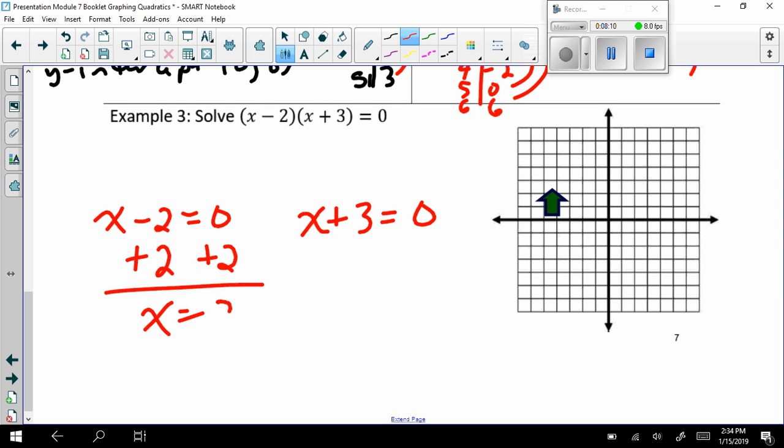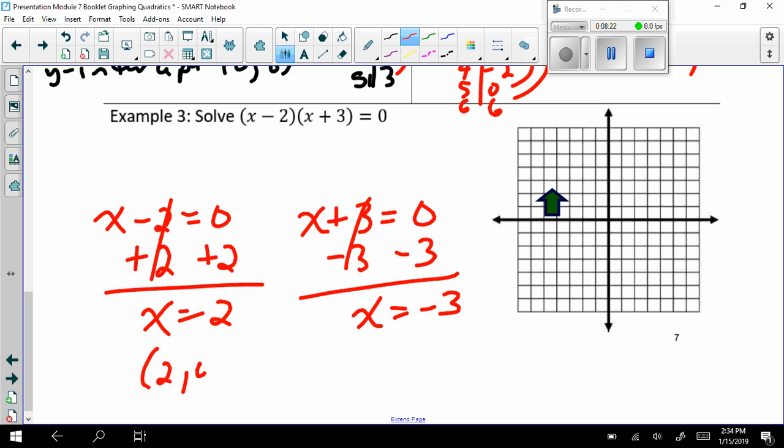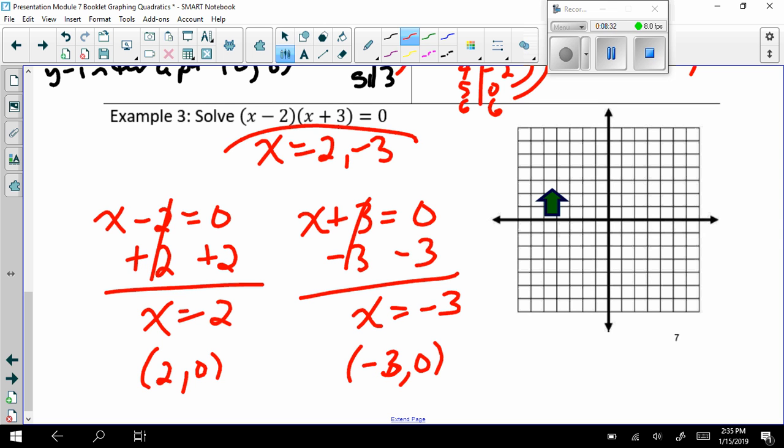Some of you use the trick where you just take the opposite. That's fine. Just be careful. So my 2 zeros are 2, 0 and negative 3, 0. So I already know my answers are 2 and negative 3. But let's graph it because I was told to solve by graphing. Plotting my zeros, 2, 0 is here. Negative 3, 0 is 1, 2, 3 here.